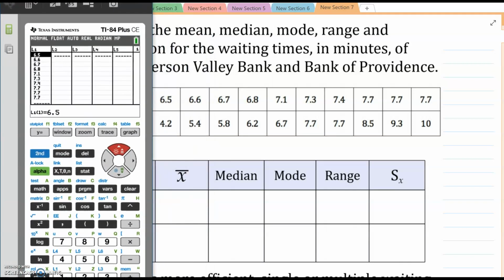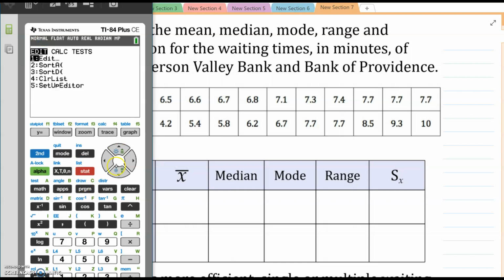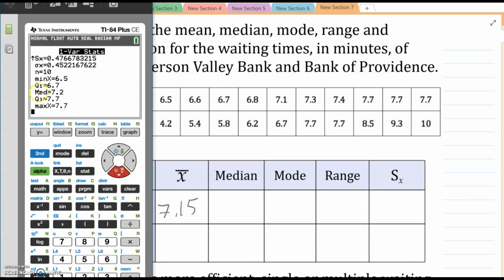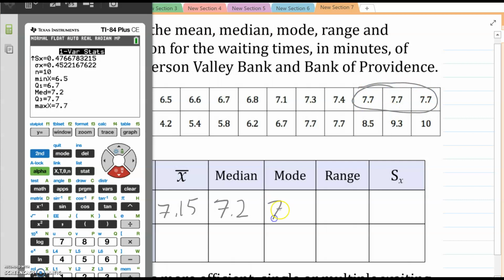Okay, my data is all entered. And let's see what I can do about doing my calculation. Stat, calculate, one variable statistics. Okay, so we've got mean, median, mode, all that sort of thing. Well, let's get going on this. For one, my mean is 7.15. My median, let me scroll down here, is 7.2. My mode is my most common one, and clearly in this case, my most common answer is 7.7.